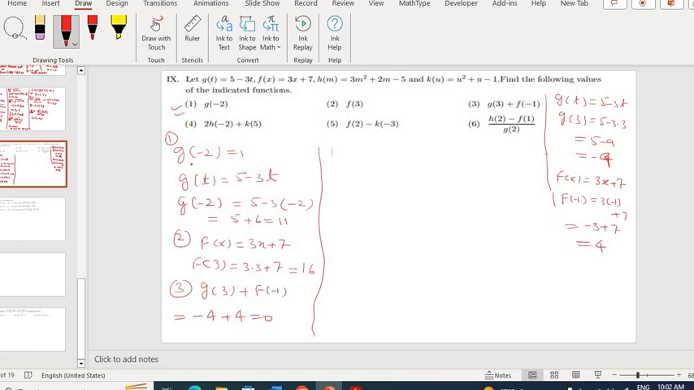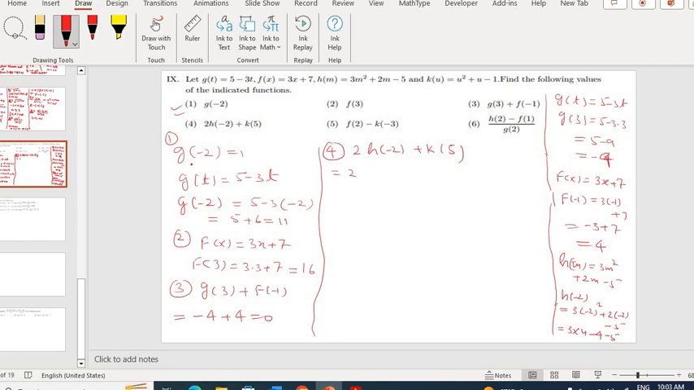Question number 4. 2 h of minus 2 plus k of 5. So I'm going to keep h separately. h(m) is equal to 3m squared plus 2m minus 5. So what is he asking? h of minus 2. So just replace m with minus 2: 3 times minus 2 whole squared plus 2 times minus 2 minus 5.